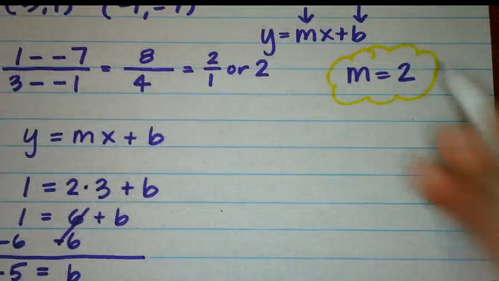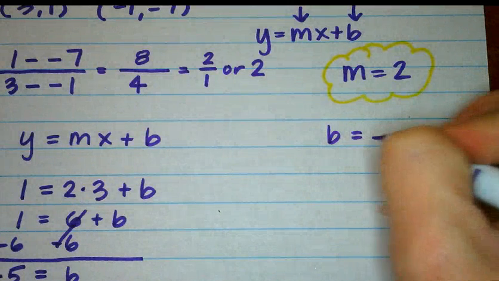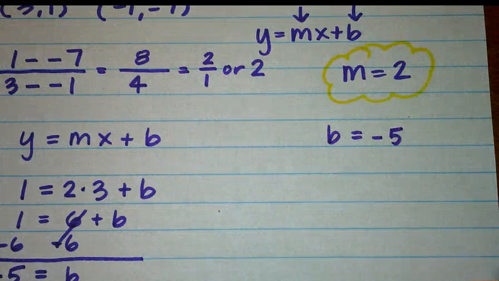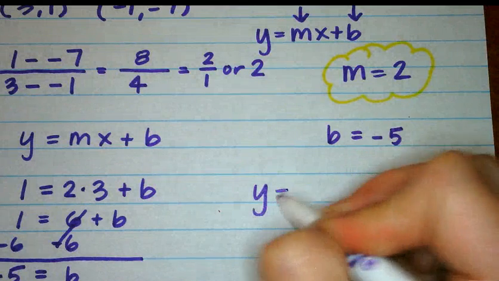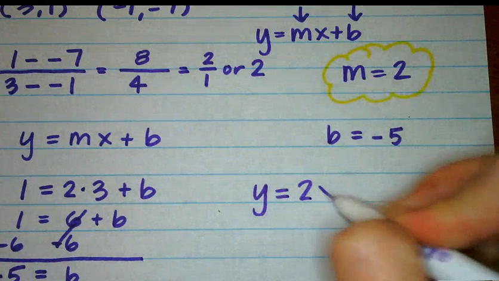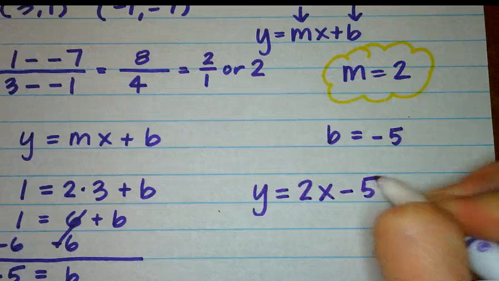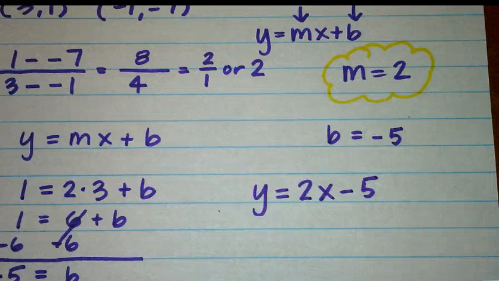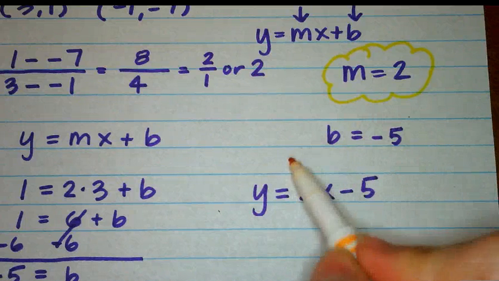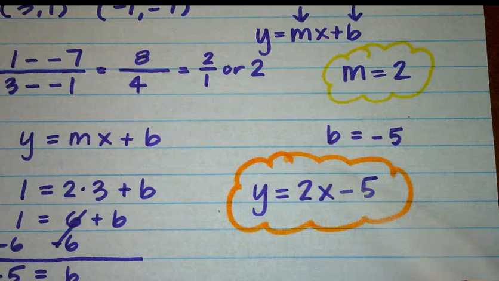So now that I know that m is 2 and b is -5, the last thing I need to do is write the equation, which is y equals 2x minus 5. And I got that by filling in the m and the b into the equation y equals mx plus b.